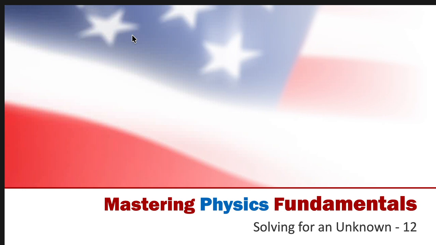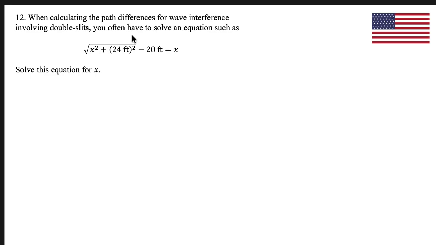This is problem 12 in the solving for an unknown worksheet of Mastering Physics Fundamentals. The problem involves a double slit, calculating path differences, and we have to solve for x. There's an x under the square root sign, and there's an x on the other side of the equation.